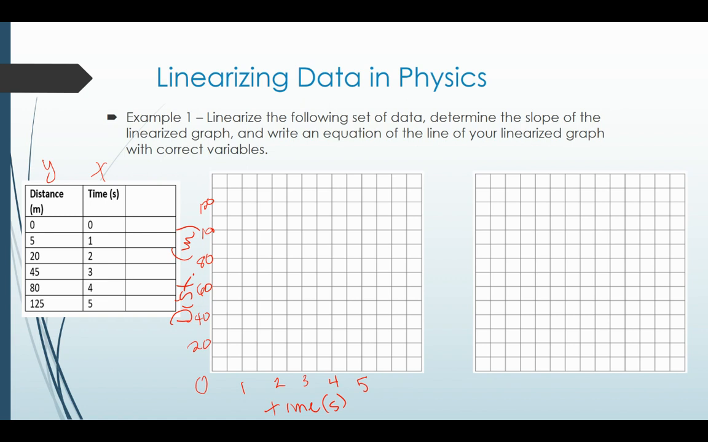So I'm going to go ahead and plot my points. I have, of course, 0, 0. I have 1 and 5. I have 2 and 20. And you're just doing this, or watching me, but I would encourage you to linearize as much as possible. 3 and 45. And maybe you can even see right now what kind of graph we're starting to get. 4 and 80, and 5 and 125.